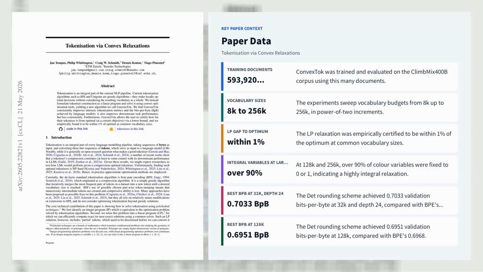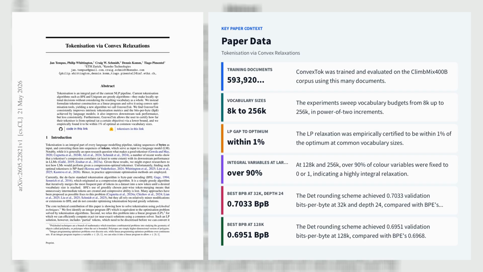After rounding, the deterministic scheme, DET, gives the best language model compression, improving bits per byte over BPE on all 1-2 layer models, and usually remaining ahead at deeper settings. For example, at 32K and depth 24, DET reaches 0.7033 BPB versus BPE 0.7042, and at 128K, it reaches 0.6951 versus 0.6968.